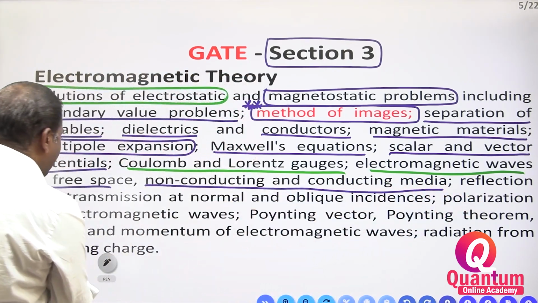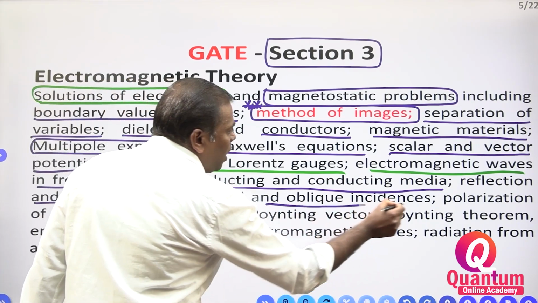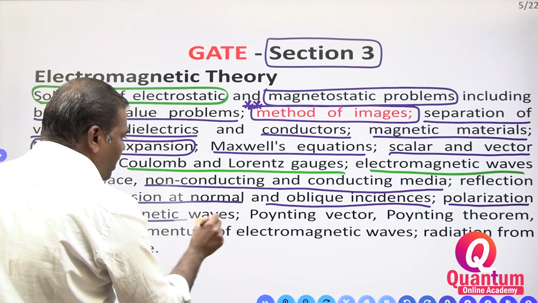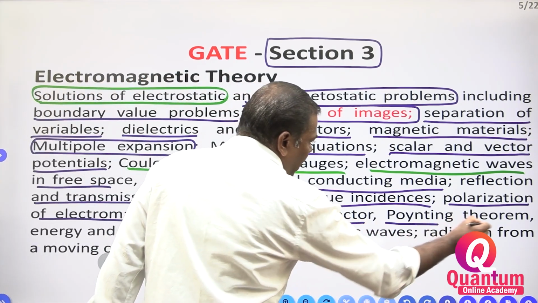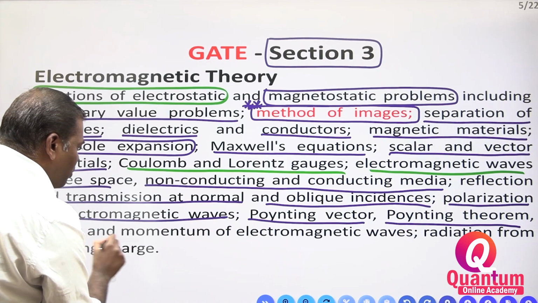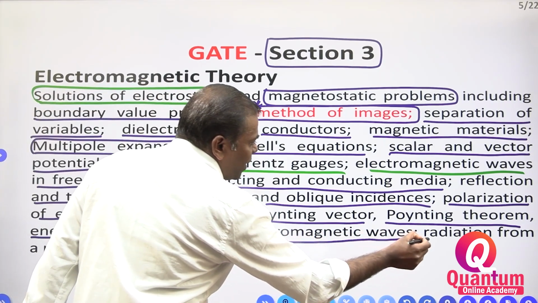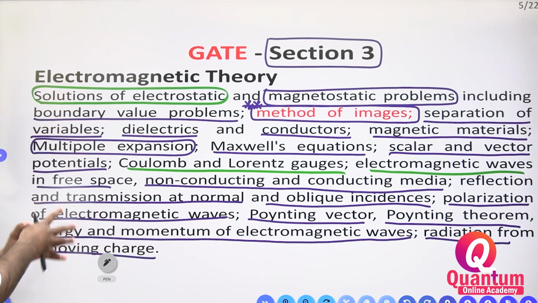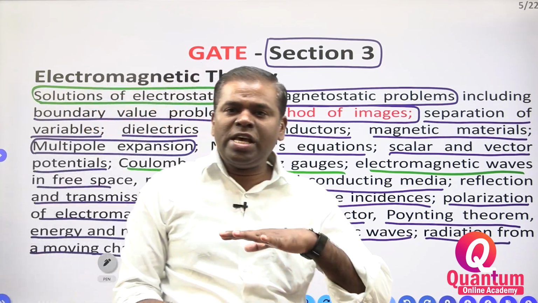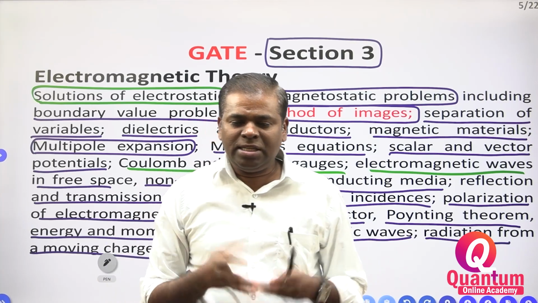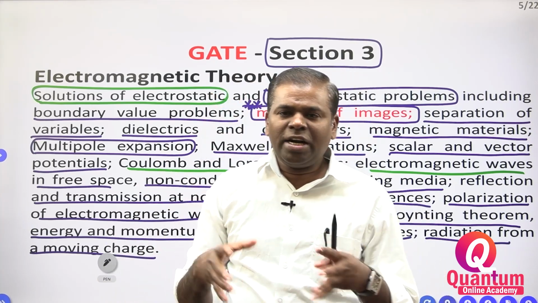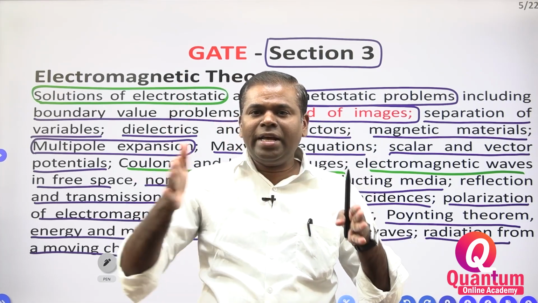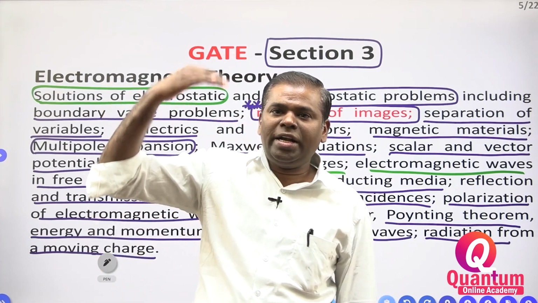media, reflection and transmission at normal and oblique incidences, polarization, electromagnetic waves, Poynting vector, Poynting theorem, energy and momentum of the electromagnetic waves, radiation from the moving charges. Entire syllabus you have to see, almost similar syllabus is there except some 2 topics. What are those topics? I will discuss how I am segregating the entire portion in 10 parts.